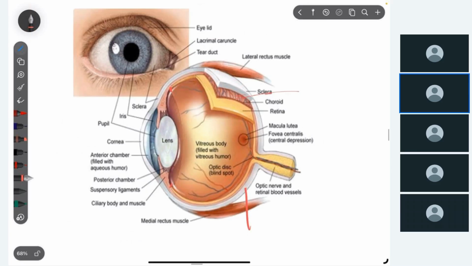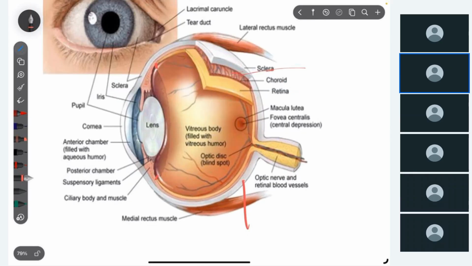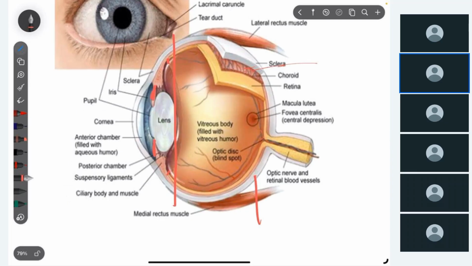The eye is divided into two segments, anterior segment and posterior segment. The anterior segment is anterior to the lens capsule. The posterior segment is posterior to it. The anterior segment is again divided into two chambers, anterior chamber and posterior chamber, with the help of the iris. The part between the posterior surface of the cornea and the iris is called the anterior chamber. The part posterior to the iris and in front of the lens is called the posterior chamber. The importance of these structures you will understand later as we go on discussing.